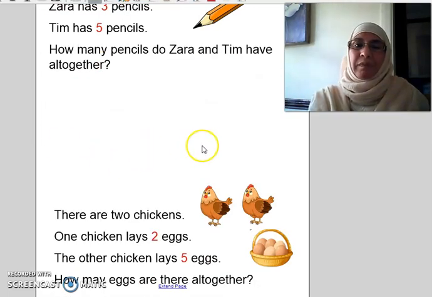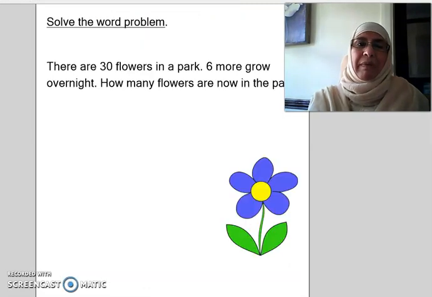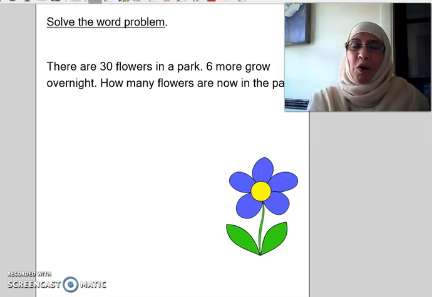There are 2 chickens. One chicken lays 2 eggs. The other chicken lays 5 eggs. How many chickens are there altogether? Remember, think about the vocabulary. Solve the word problem. There are 30 flowers in a park. 6 more grow overnight. How many flowers are now in the park? See if you can calculate that.